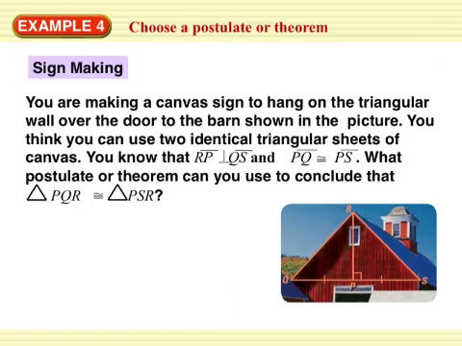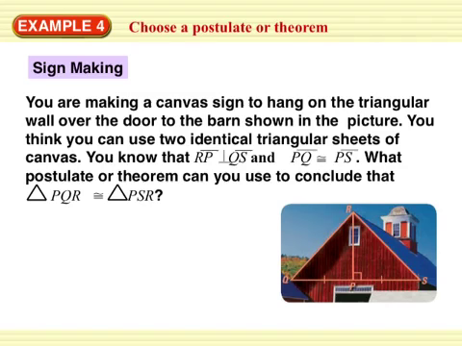Sign making. You are making a canvas sign to hang on the triangular wall over the door of the barn shown in the picture. You think you can use two identical triangular sheets of canvas. You know that RP is perpendicular to QS and PQ is congruent to PS. What postulate or theorem can you use to conclude that PQR is congruent to PSR?